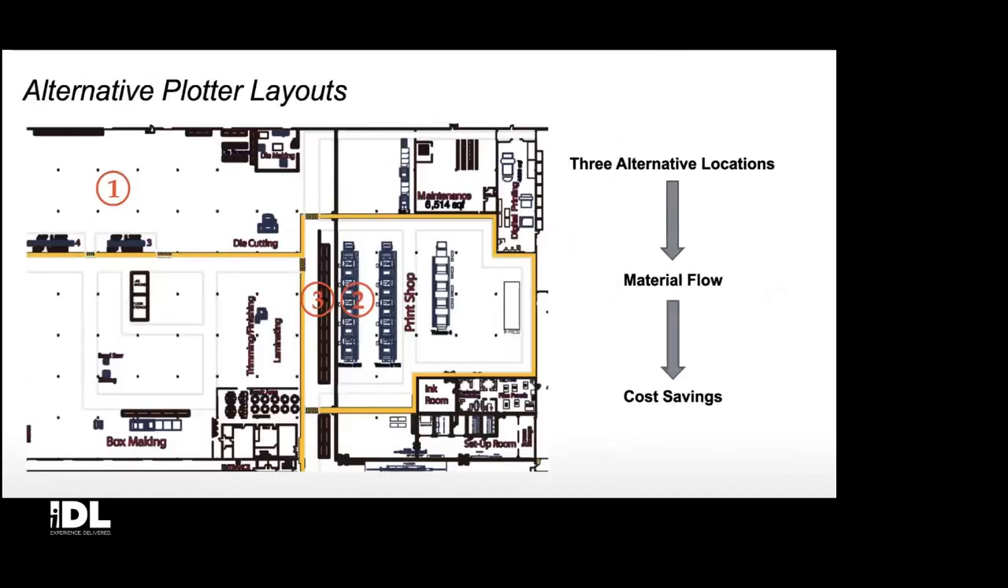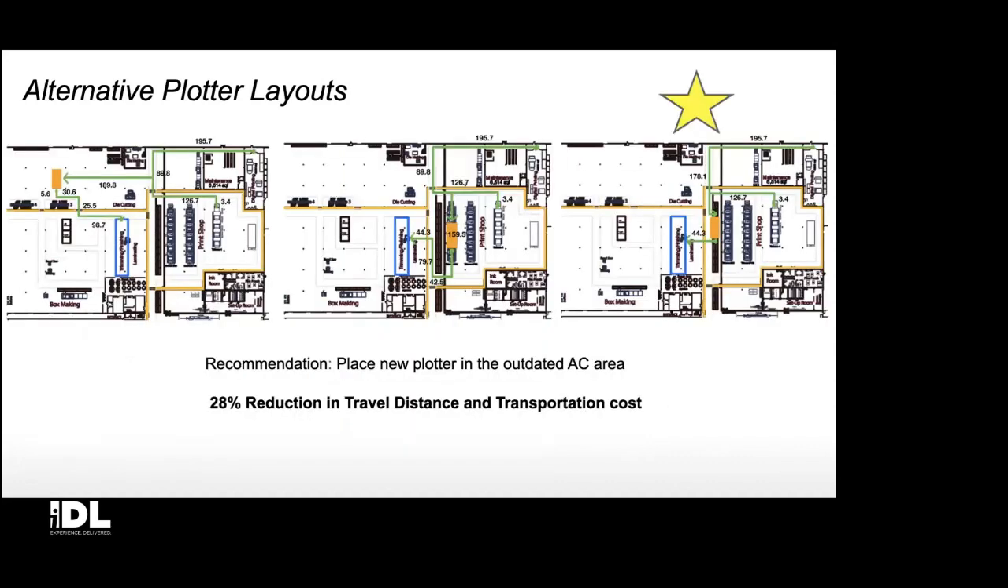For the new plotter they are going to purchase, we have identified three potential locations for it. We have analyzed them in regard to their impact on material flow, and we have considered distance and forklift transportation cost. After doing some comparison, we highly recommend alternative 3. It can bring a 28% reduction in transportation costs.